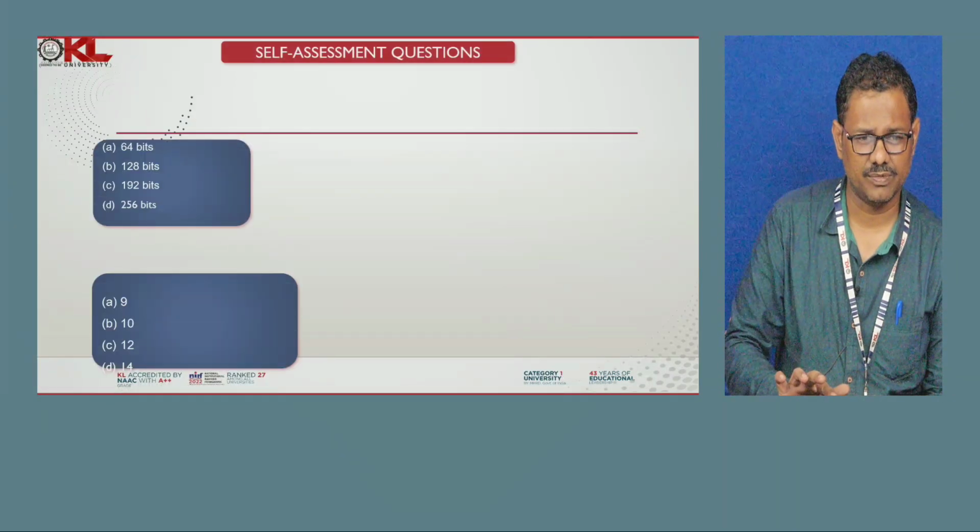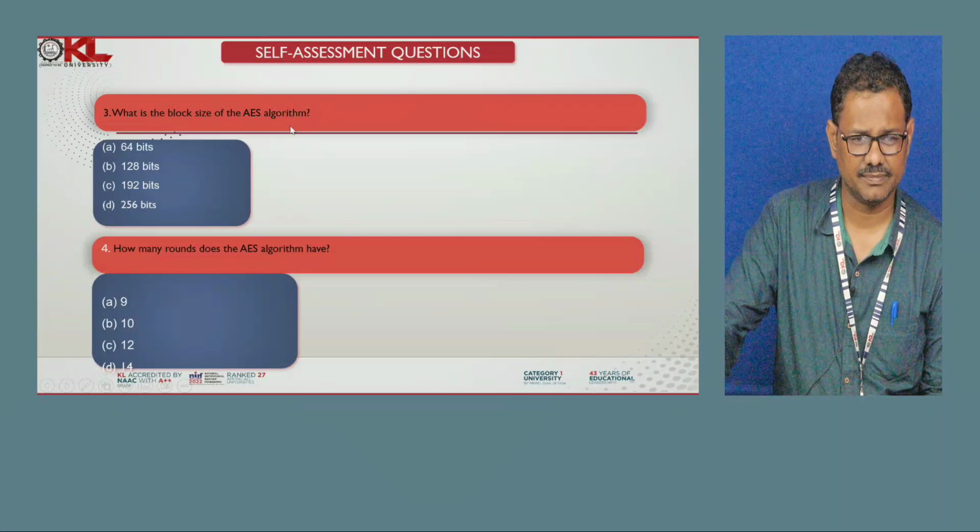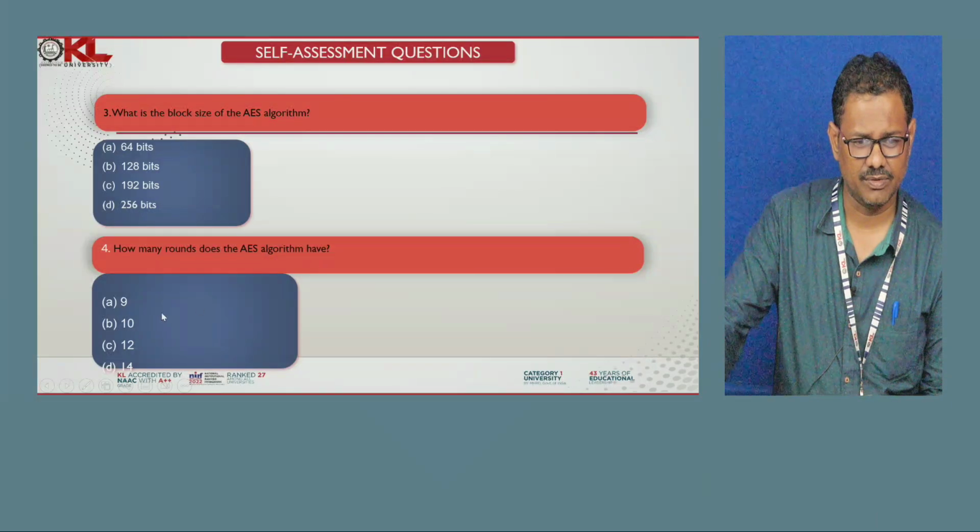These are the self-assessment questions. You may guess the answer. What is the block size of the AES algorithm? So we have discussed how many rounds the AES algorithm has. Already, 10 we have.